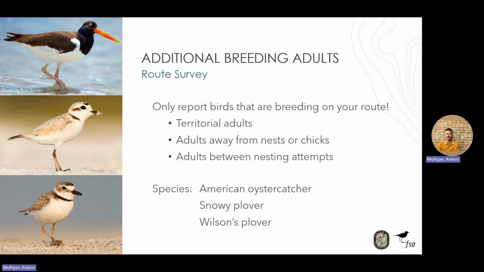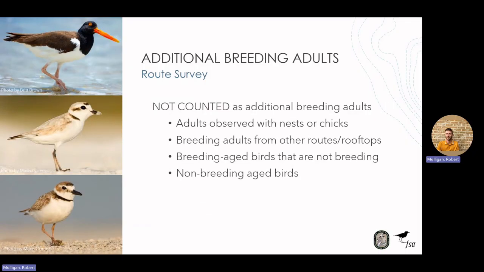And birds that had a nest or chicks already this season, but it failed. So, in between nesting attempts. Not all adult shorebirds you observe on your route will be counted as additional breeding adults. The additional breeding adult count is not a count of every bird you see on your route, just those who are actually breeding on a route, but were not observed with their nest or with their chicks.